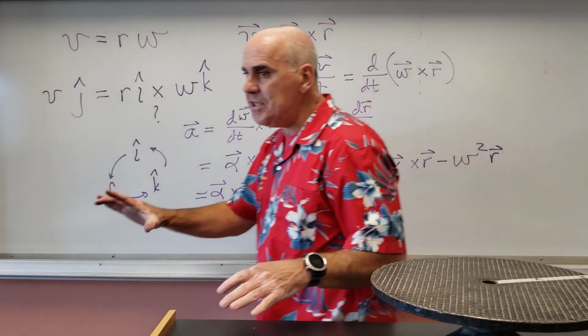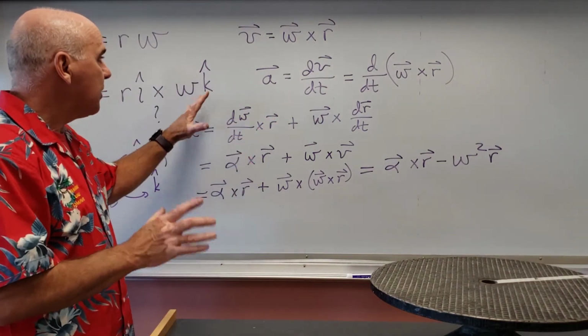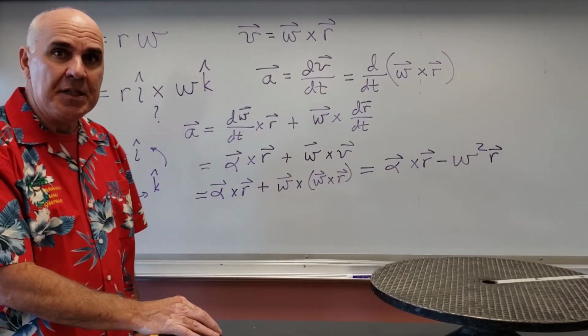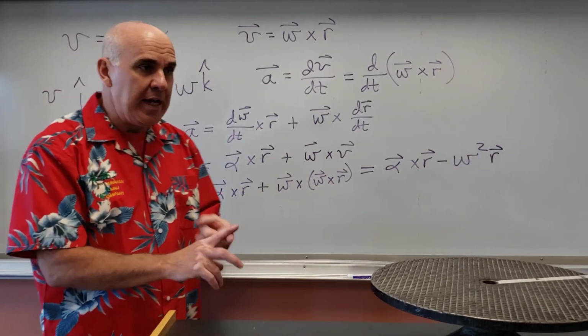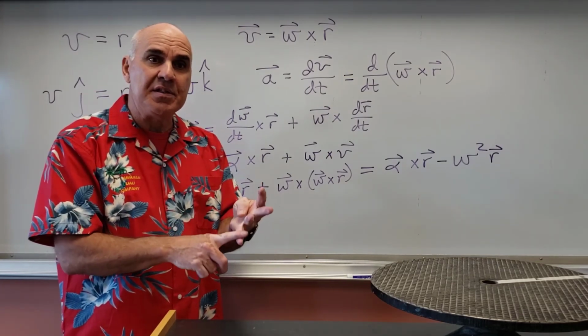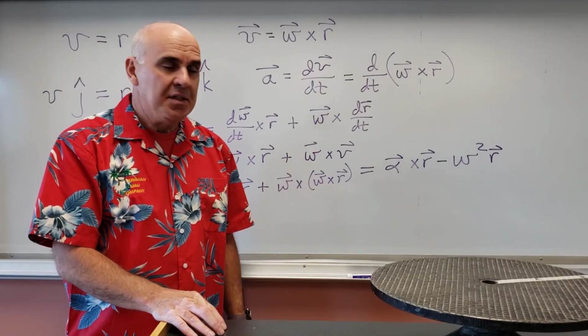So now we have relationships between the omegas and the radii, the velocities and the accelerations. All of those relationships are now summed up right there. So we're good to go. We've got our angular velocities, angular accelerations, linear velocities, linear accelerations, and our radii all related to each other. All right, we're ready to move on.